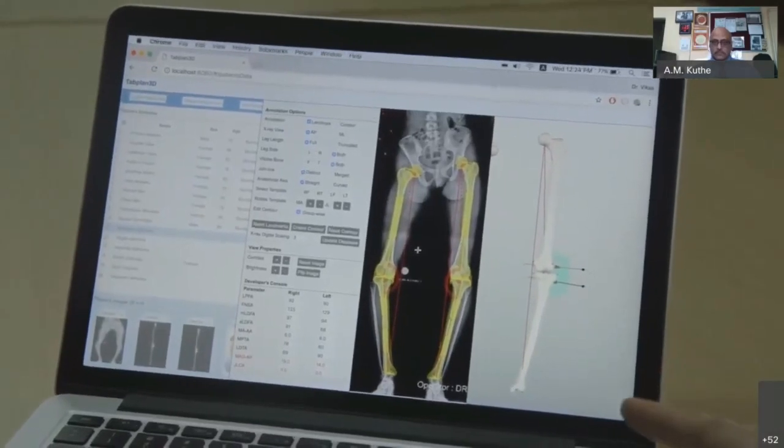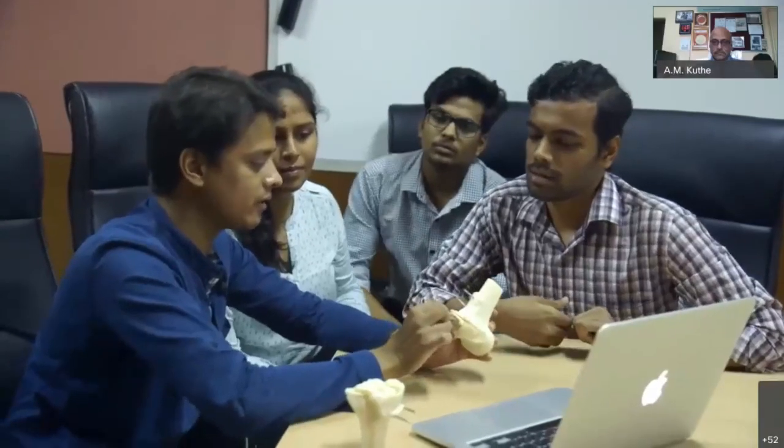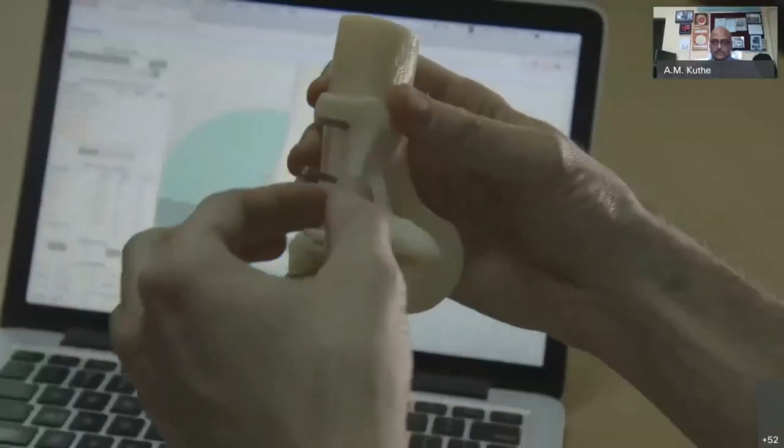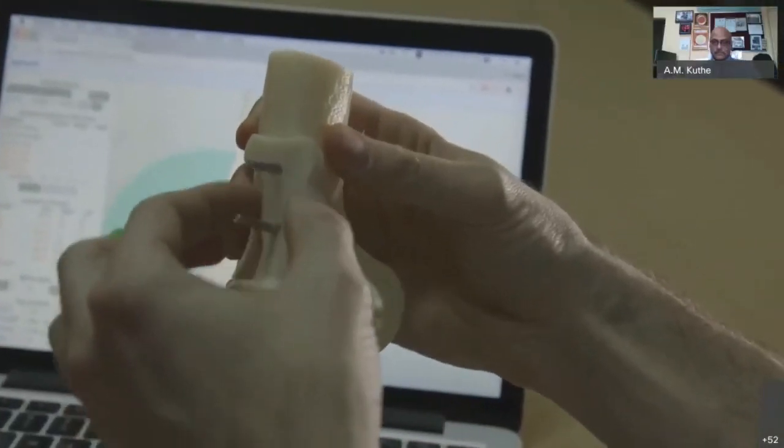2 X-rays are, of course, cheaper than a full 3D CT or MRI scan. And once again, it means that patients can be assessed who can't get to a fully kitted.